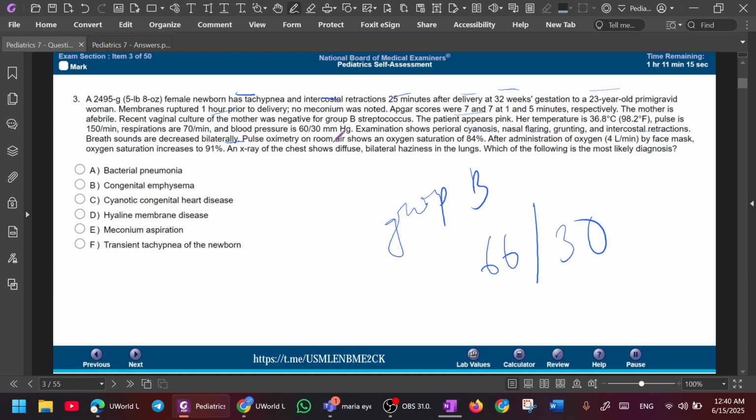Pulse oximetry on room air shows oxygen saturation of 84%. After administration of 4 liters of oxygen by mask, oxygen saturation becomes 91%. An X-ray of the chest showed diffuse bilateral haziness in the lung. Which of the following is the most likely diagnosis?